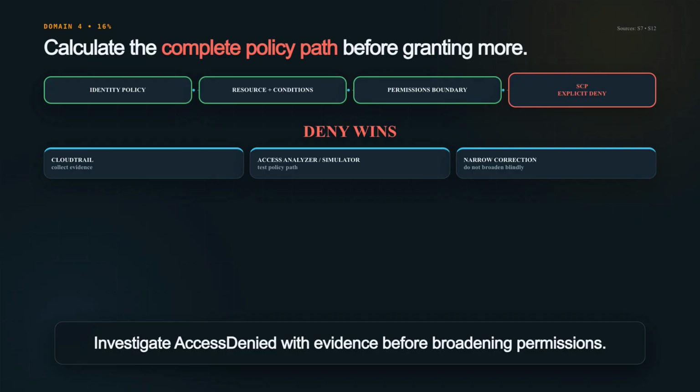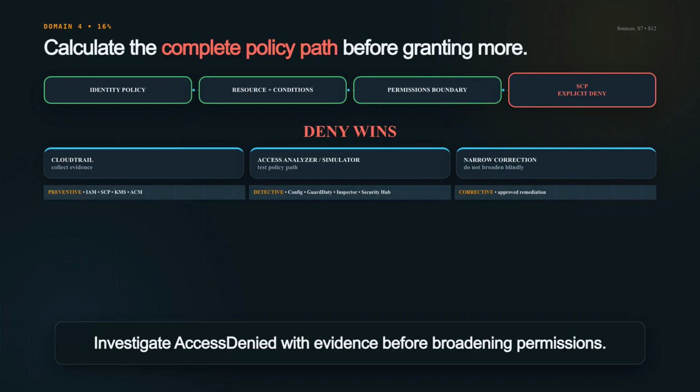Study tip: classify controls as preventive, detective, or corrective, and connect KMS, ACM, Config, GuardDuty, Inspector, Security Hub, and secret storage to the problem each one addresses.